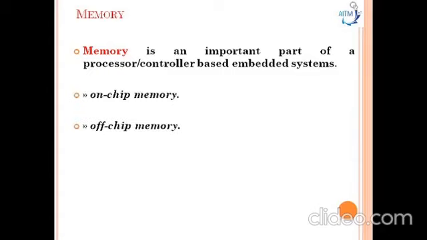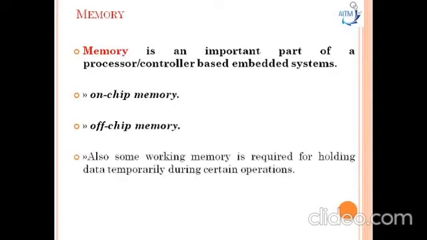So what is this on-chip memory? It is called a built-in memory. Some of the processors or controllers contain built-in memory in the chip, and the memory is called an on-chip memory here. Off-chip memory: the other processors or controllers do not contain any memory inside the chip and require external memory to be connected to store the data or program. That is called the off-chip memory. And it also requires some working memory to hold the data temporarily during certain operations. So here the embedded systems may use registers as temporary storage devices.